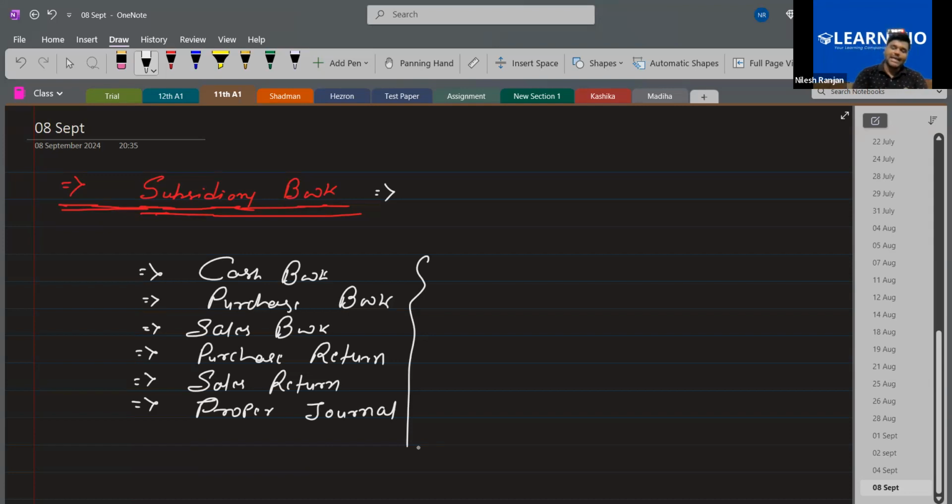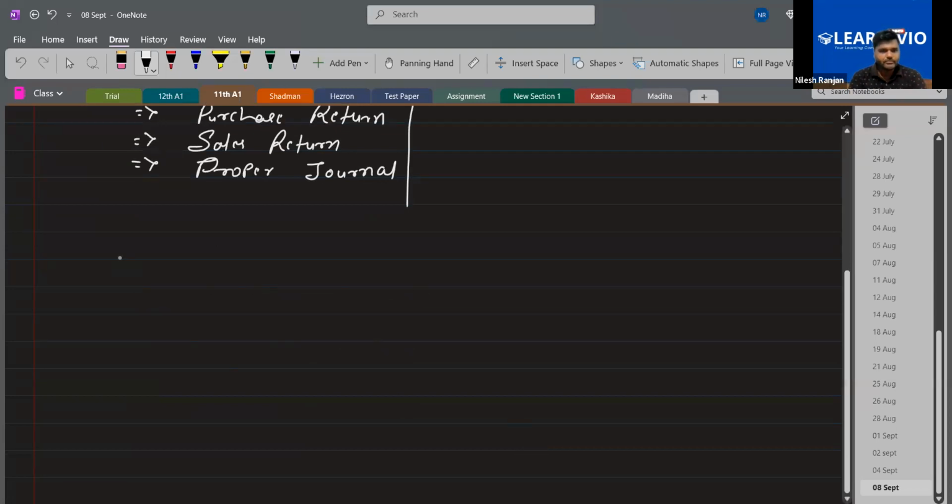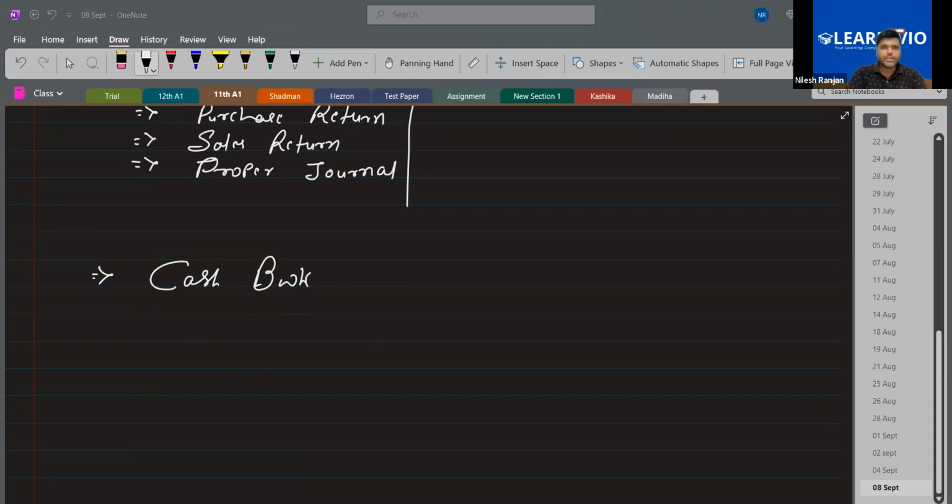Now, if we talk about cash book, in cash book there is also some classification, like a single column cash book, then double column cash book, sometimes it is triple column cash book, and after that there is petty cash book.